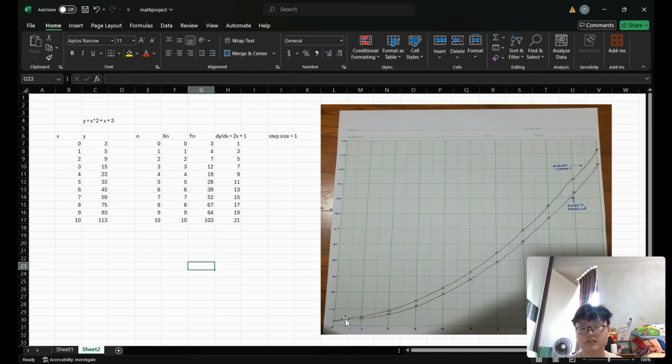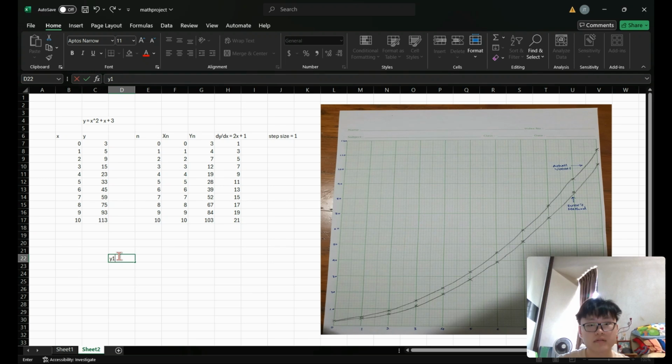As you can see with this hand-drawn graph over here, this top line is the actual values of the graph, while this bottom line is Euler's method. So Euler's method is y2 equals y1 plus h, which is your step size, times dy/dx.